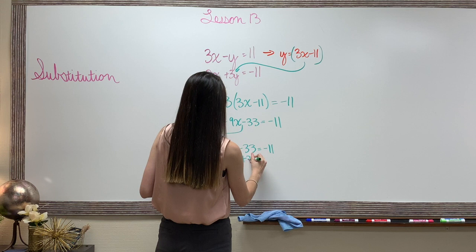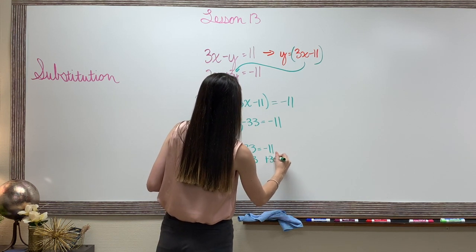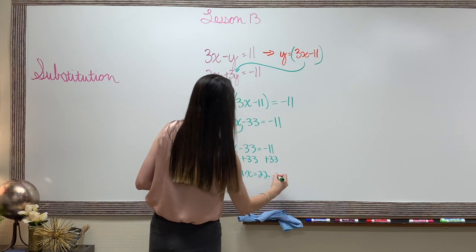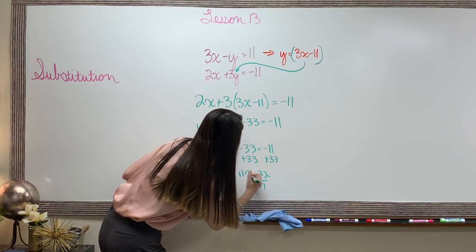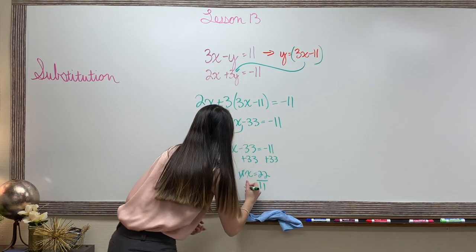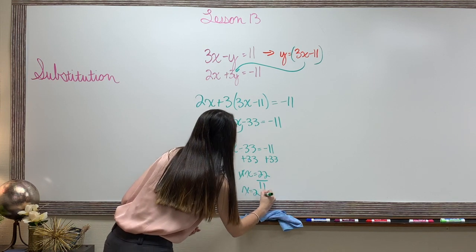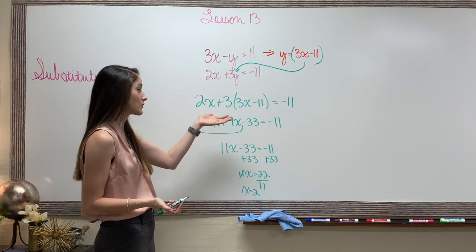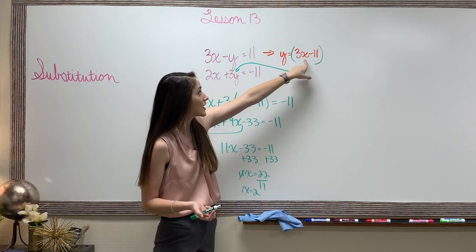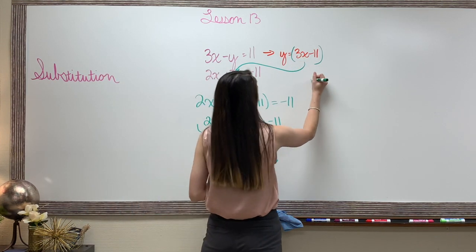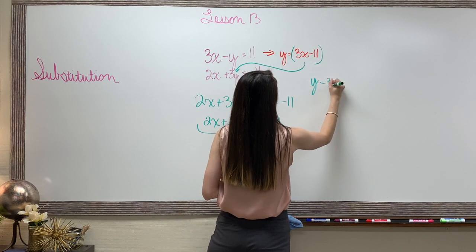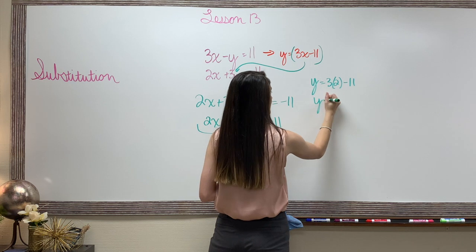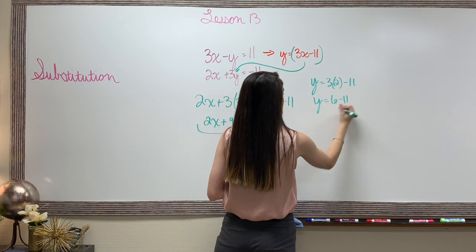Okay, and then we're going to add 33. So 11x equals 22. Divide by 11. So x equals 2, but we're only halfway done. We found out what x is, now we need to know what y is. So I'm going to take this value and plug it in right here. So y equals 3 times 2 minus 11. So y equals 6 minus 11.